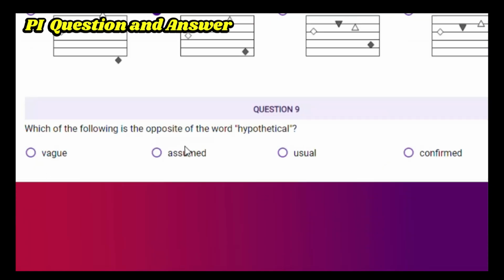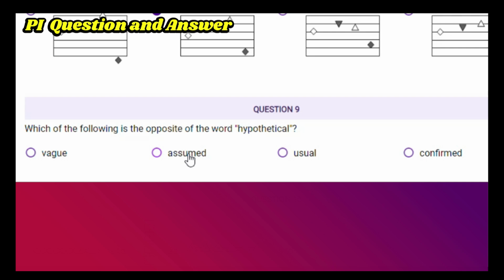Question number 9. Which of the following is the opposite of the word hypothetical? The options are vague, assumed, usual, confirmed. Explanation: the word hypothetical means based on a guess or an assumption, not yet proven or real. So we are looking for the opposite, something that means proven, certain, or verified.